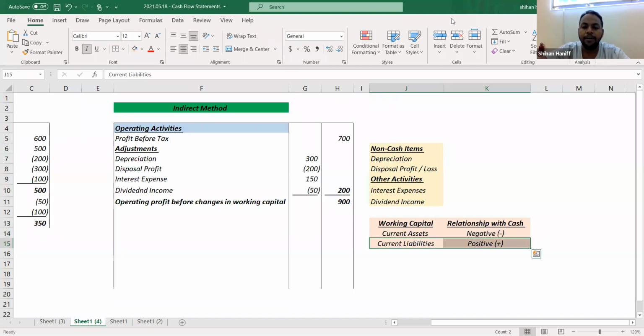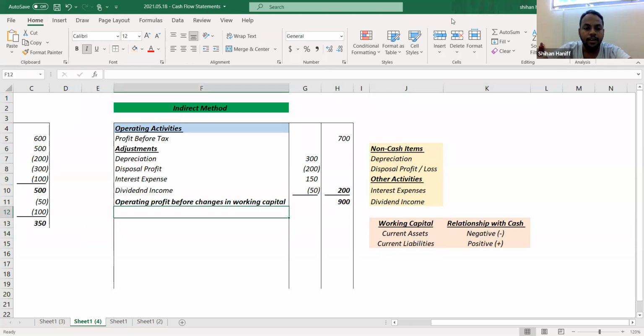Then when it comes to liabilities, say creditors decrease. Why do creditors decrease? Because you paid cash. Cash also decreases. So there is a positive relationship. So that's very important to understand the relationship. Then it's easy for us to do the calculations in the cash flow statement.